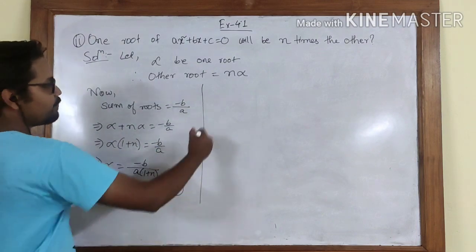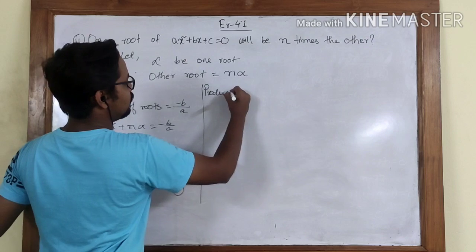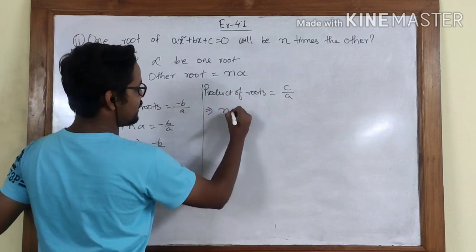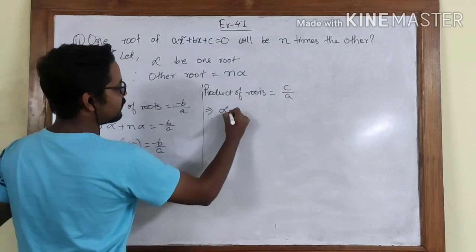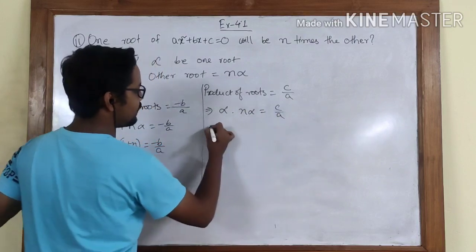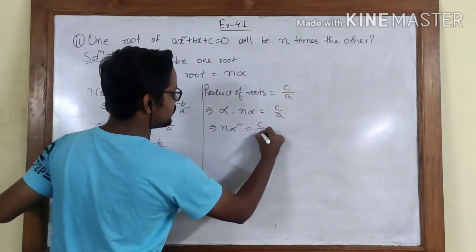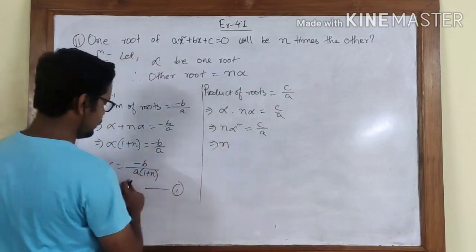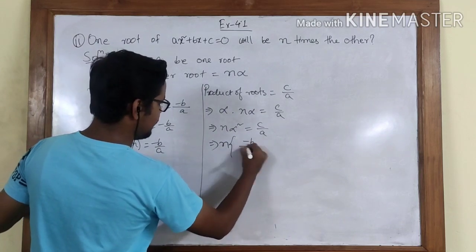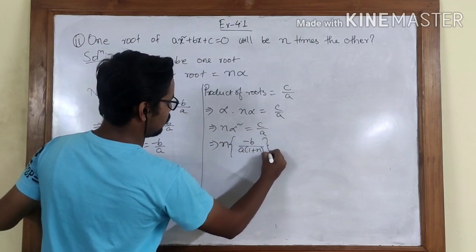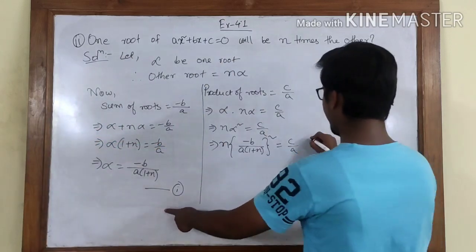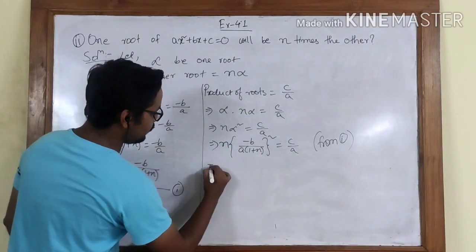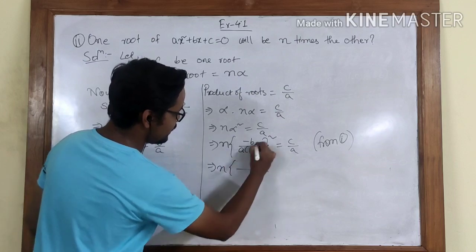Also product of the roots I can find. So product of the roots will be equal to c by a. What is the product? One root is alpha, the other root is n alpha is equal to c by a. So it will be n alpha squared is equal to c by a. Here I found the value of alpha. I can put this value here. So it will be n into this whole thing squared. That is n into minus b by a into 1 plus n squared is equal to c by a. So from where did I get? So from 1. I used 1. Okay. Now what we will do, we will square this. It will be n into minus b square is b square.